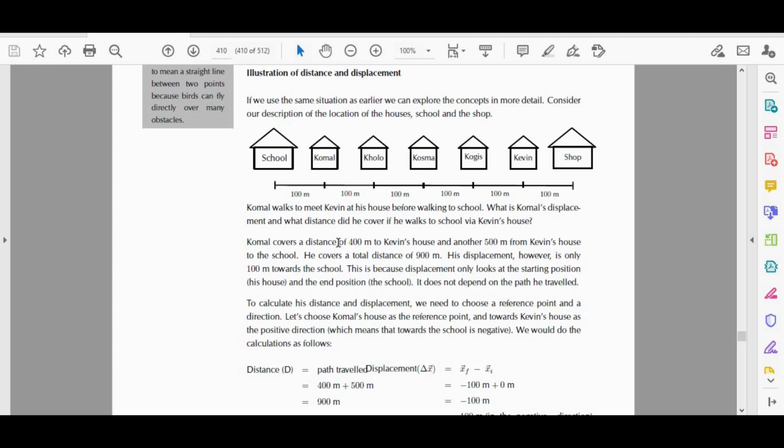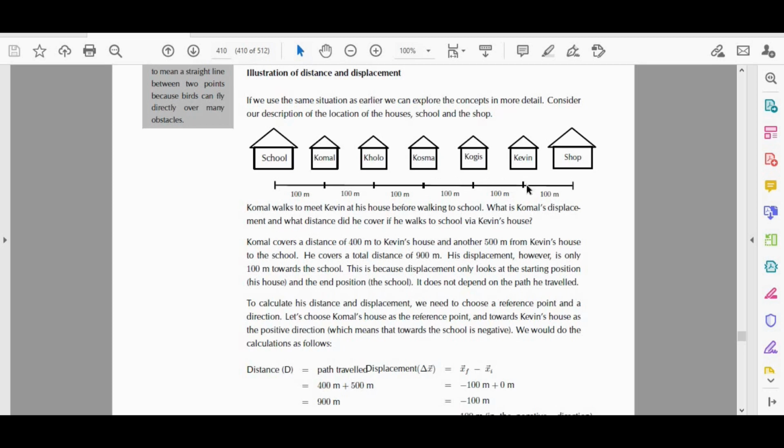All right. So Kamal's house is 100 meters away from school. If you look here and you want to add up, that's 100, then 200, 300, 400, 500, and 600, etc. Now we need to find out from his house, that's one, so 1, 2, 3, and 4. So Kamal covers a distance of 400 meters to Kevin's house.